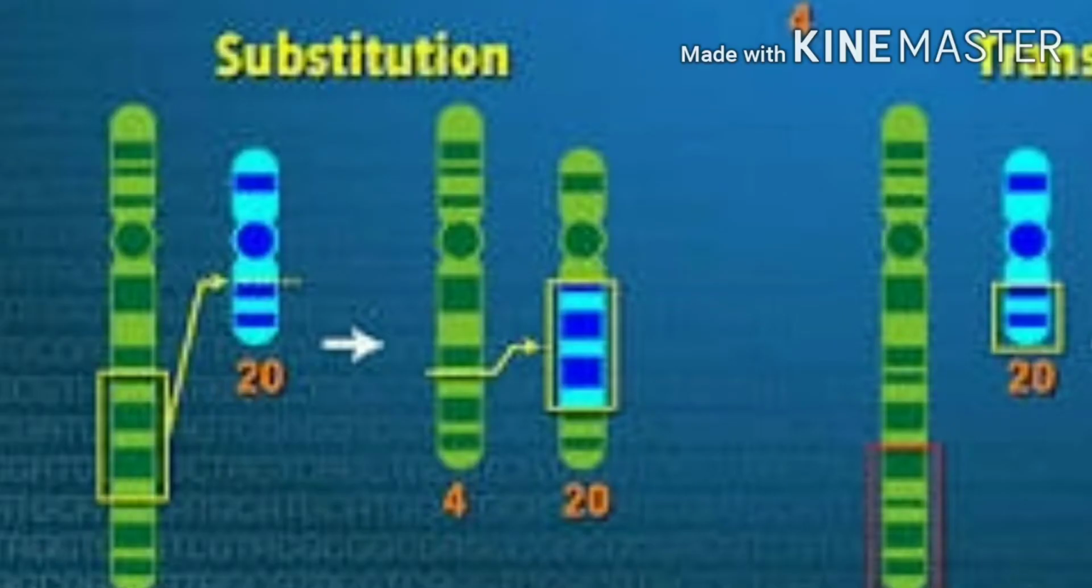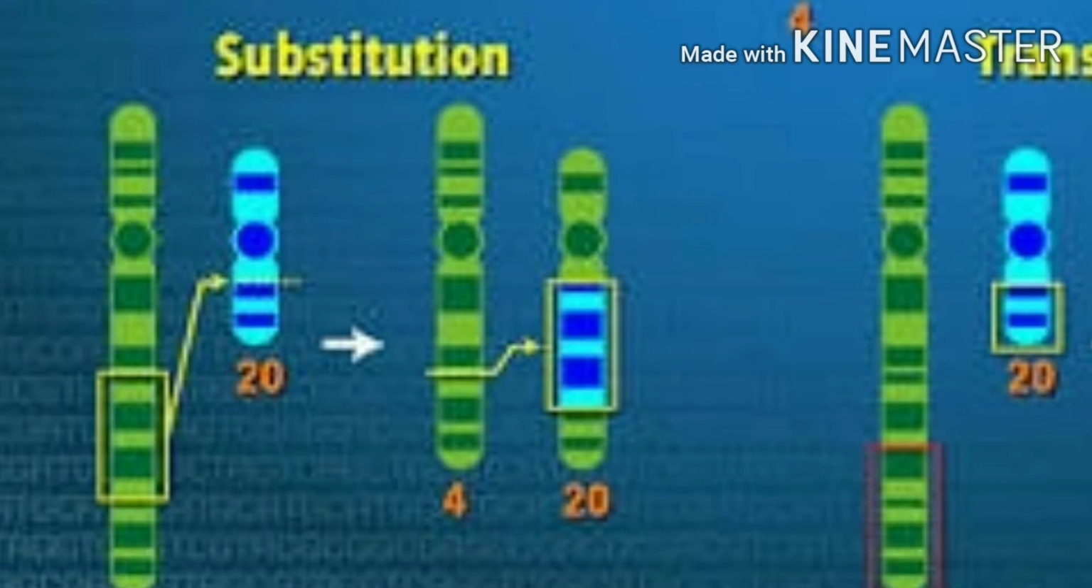The first case is deletion. As you see in the picture, a portion of the chromosome is deleted off. The second case is duplication. As you see in the middle picture, one portion of the chromosome is duplicated and the chromosome has become longer in size. The fourth case is substitution.